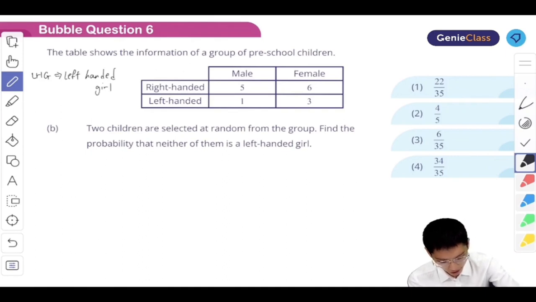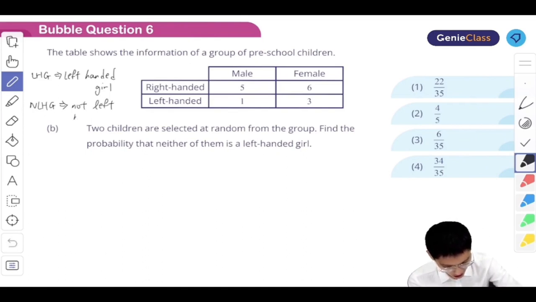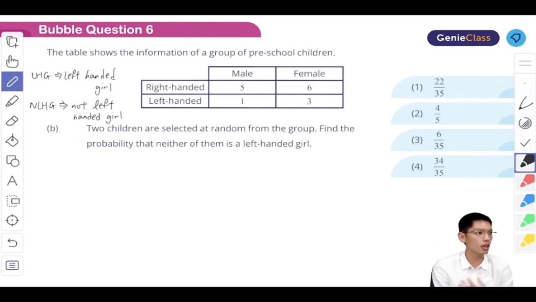And my NLHG, in this case, is my not left-handed girl. How do I solve from there? Okay, let me see. I might have missed out. Okay, I didn't miss anything. That's good. All right, simplify my last part.